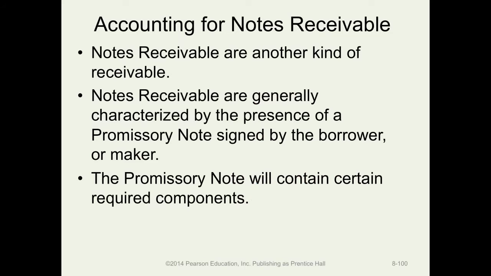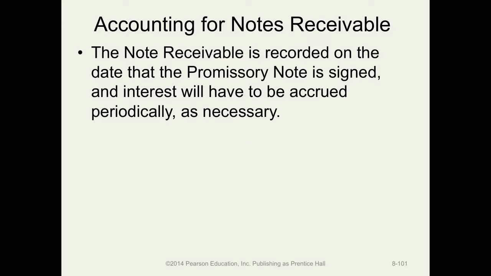Now, in accounting for notes receivable, again, we said that the three types of receivables that we looked at in this chapter, or at least we outlined, were accounts receivable, notes, and other. And generally, as we said, notes receivable will be characterized by the existence of a promissory note. A promissory note contains provisions that will include the interest rate, the due date, and the amount. Now, the note is signed and interest will be accrued periodically as we need.